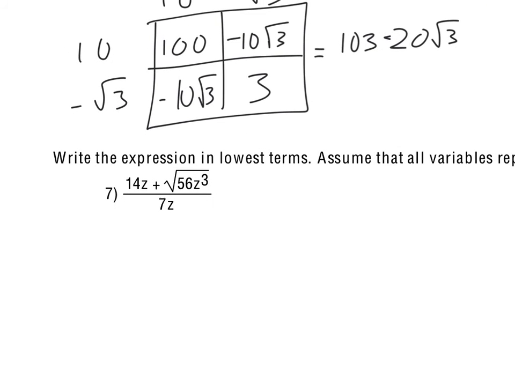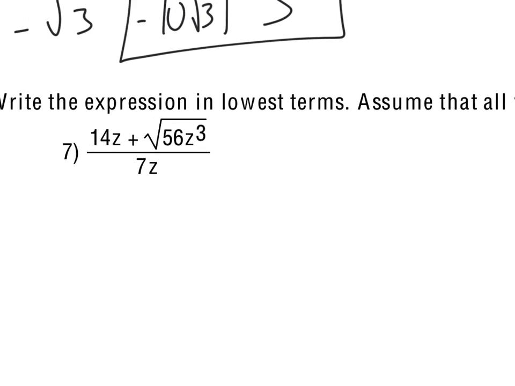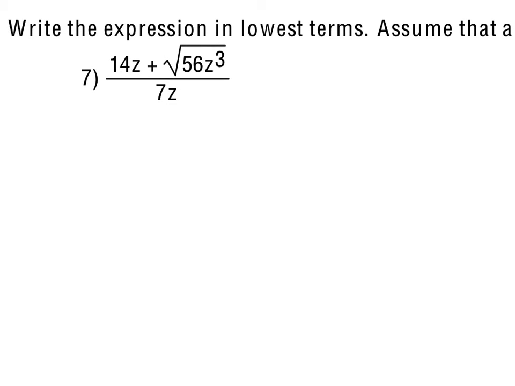Let's see, so we just want to write this in lowest terms. We don't actually have a radical in the denominator, so we don't have to rationalize, but we can reduce that square root of 56z cubed. So we'd have that 14z. We'd split this up into what we can square root and what we can't. So 56, let's see, how would we split that one up?